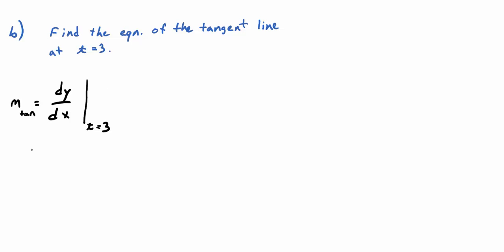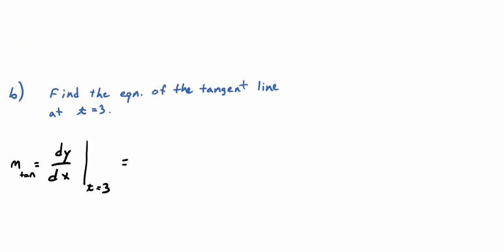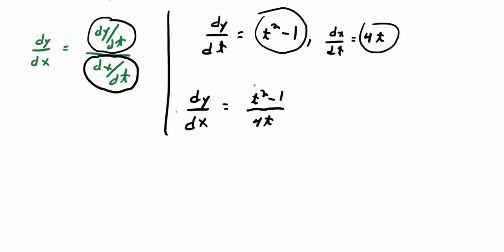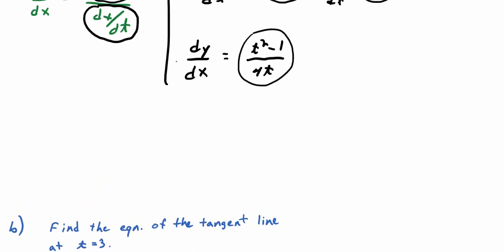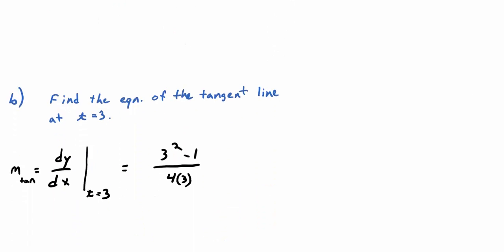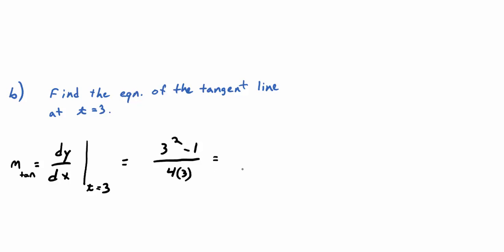So, okay, well, that's easy enough. Let's plug in 3 into t squared minus 1 over 4t. So that would be 3 squared minus 1 over 4 times 3, right? t squared minus 1 over 4 times t, where t is 3. So what does that give us? 8 over 12. So 8/12 or 2/3. Yeah. So this is the slope of the tangent line. Let's be clear: slope m of tangent line.